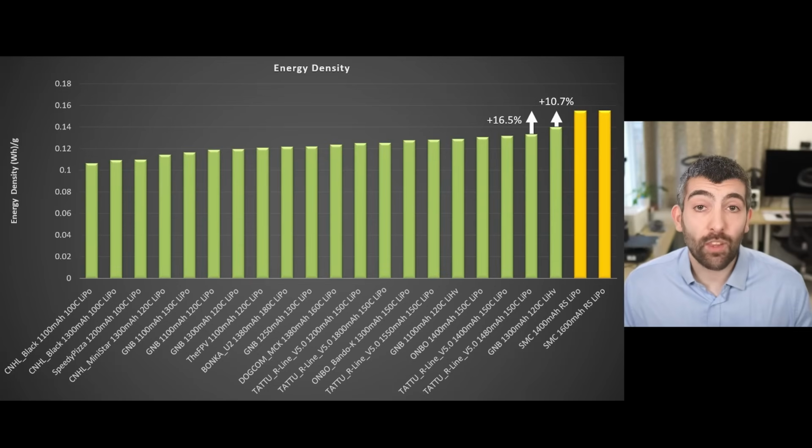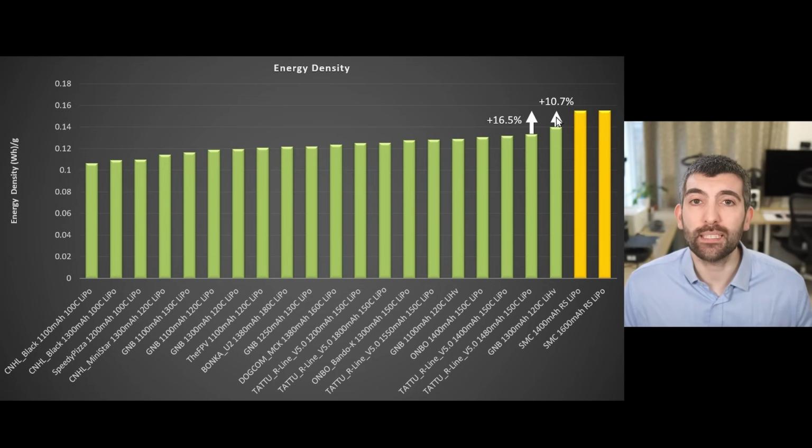If we take the weight of the pack into account by looking at energy density, the difference becomes even bigger because these packs are quite light. They are delivering an energy density of about 1.55 watt hours per gram, which is way more than the best LiPos I've ever tested before.